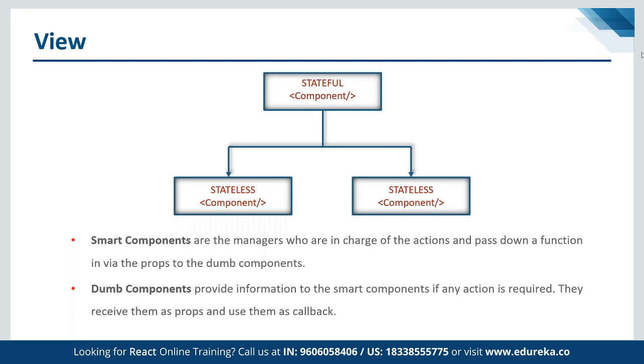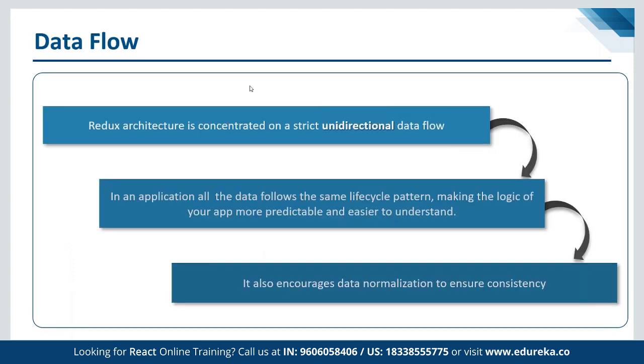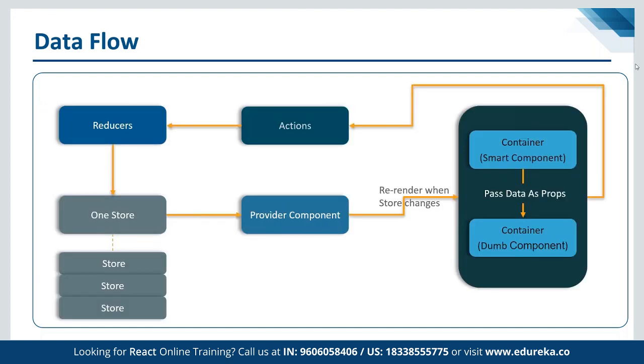And to see the entire flow of the application, we can also refer to a diagram. So basically, the entire Redux architecture is founded on a strict unidirectional data flow, as we had discussed. And in an application, all the data follows the same lifecycle pattern, making the logic of your application more predictable and easier to understand. It also encourages data normalization to ensure consistency. So if you look at this diagram here, we can understand the entire component here.